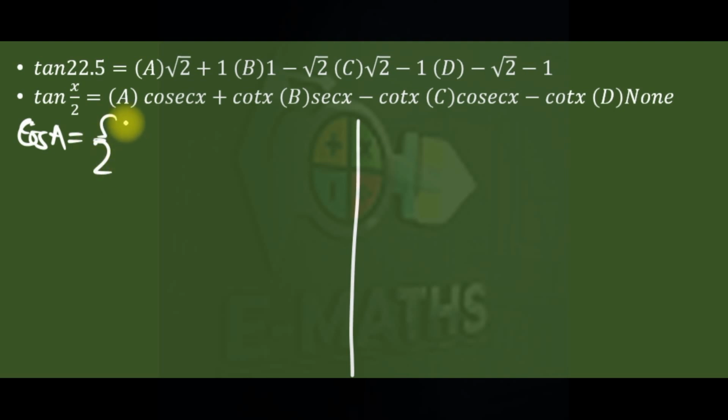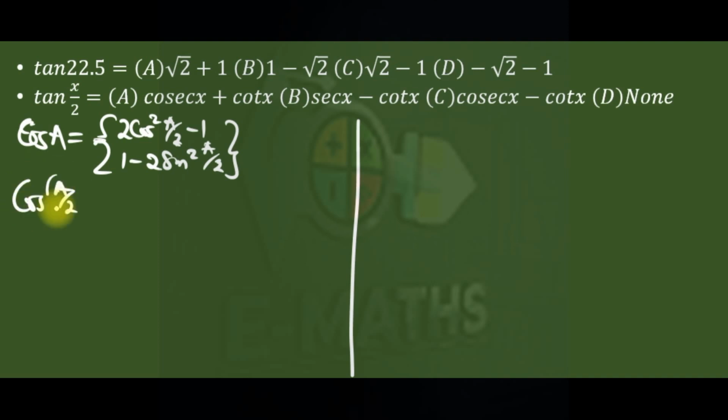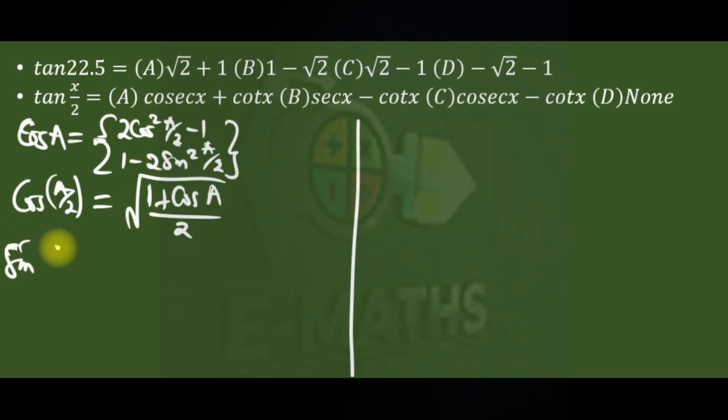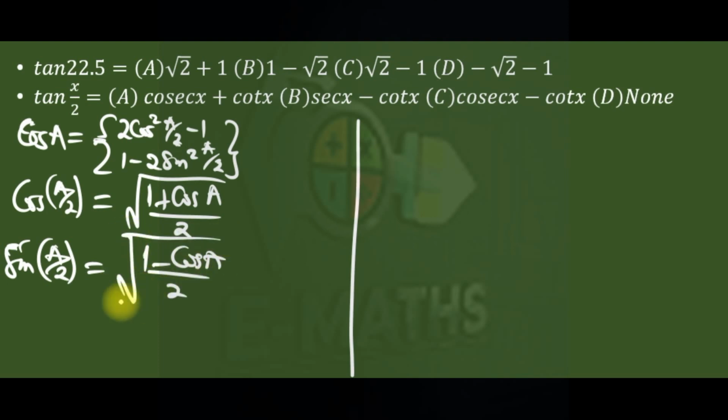It has three, but I'm going to use two. One is 2 cos squared half A minus 1, while the other one is 1 minus 2 sine squared half A. So if I make cos half A the subject of the formula, the 1 will go here to be plus. So 1 plus cos A, and the 2 will come down here after the square root. The same way, if I make sine half A the subject, we have 1 minus cos A over 2, all in square root.